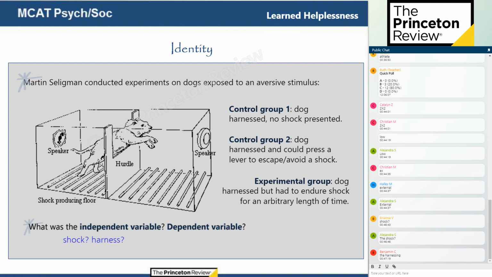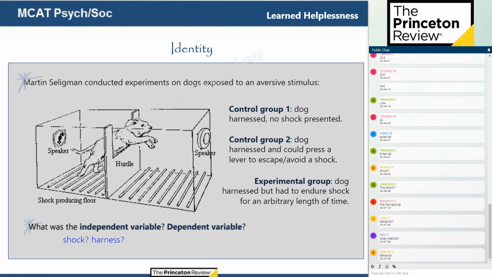And then what would be the dependent variable? What was being measured? Yeah, the dog's behavior, the dog's reaction. Whether or not they tried to get away. And what he found was that those animals that could not get away from the shock but had the opportunity to do so, after a while they quit trying to get away from the shock.